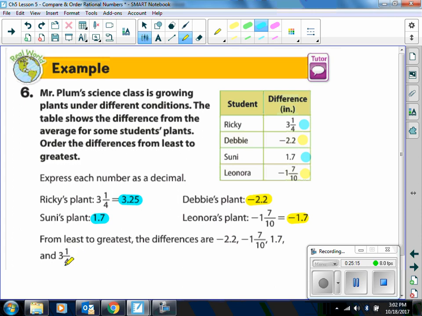Now, I do want you to make sure that you go through the motions of changing the fractions and the mixed numbers to decimals, okay? But if you look at this 3.25 and this 1.7, can you tell just by looking which one is the smaller one? Because one's a 1 and the other one is a 3. Does everybody see that? Okay, but I still want you, at this point, to go ahead and change to decimals, okay?